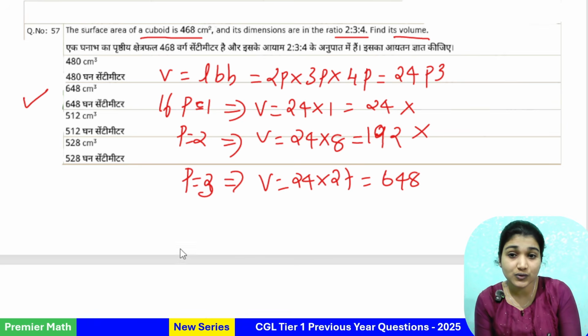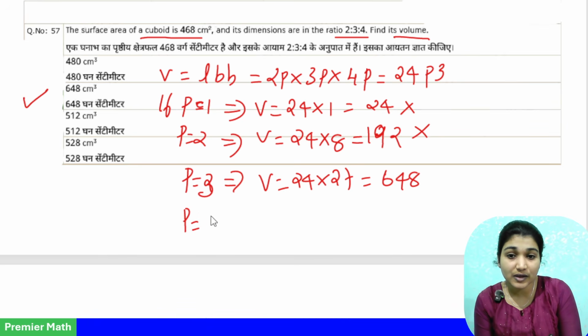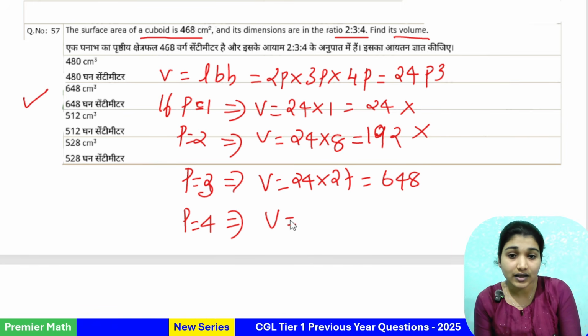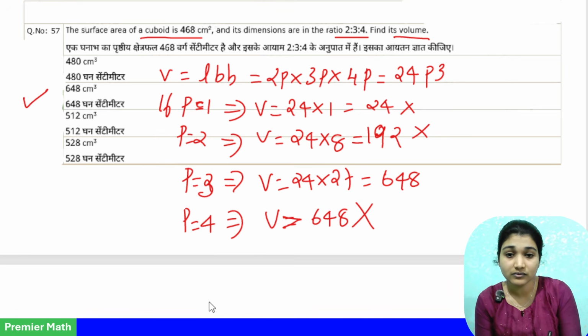So option 2 is your answer, because if I'm taking P as 4, now you can see volume should be greater than 648. But here all other values are less than 648. So that is not possible. Option 2 is your answer.